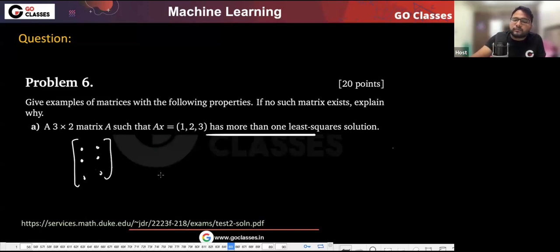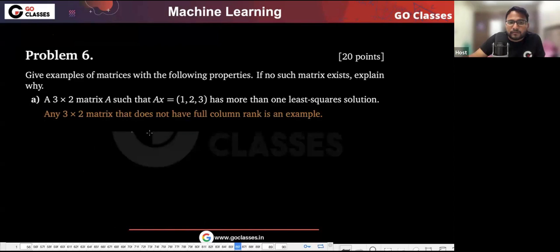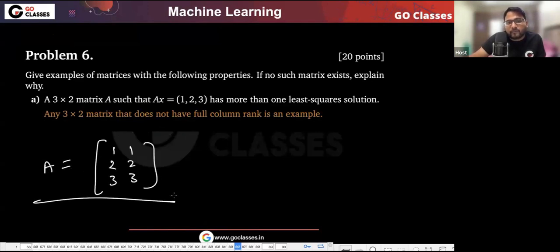You just give one matrix, for example, any three cross two that does not have full rank. Like, for example, this is 1 2 3 1 2 3. This is the answer. So they are saying give any three cross two matrix that has more than one least square solution. So is this okay to everyone? I want the columns to be linearly dependent.